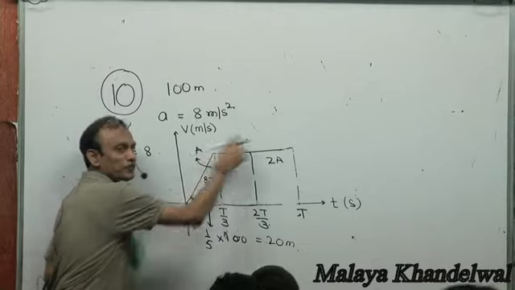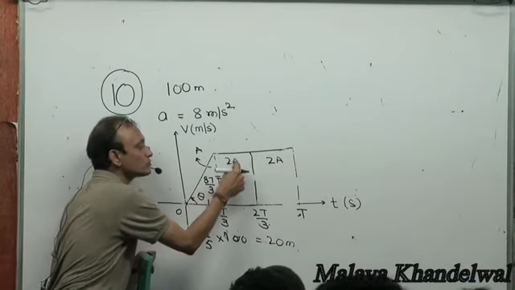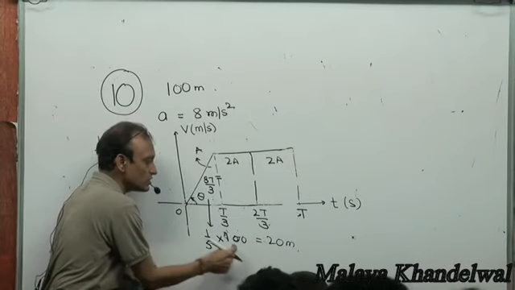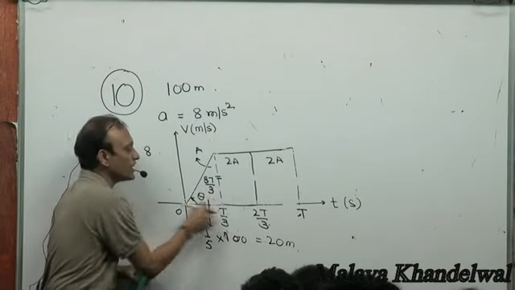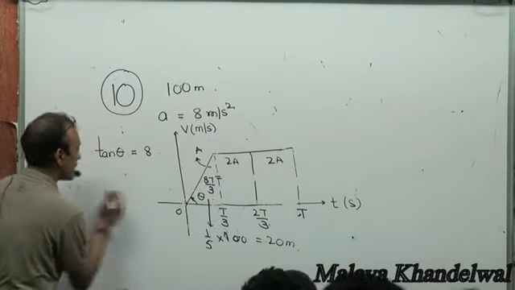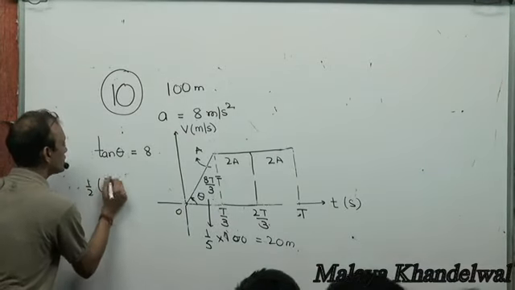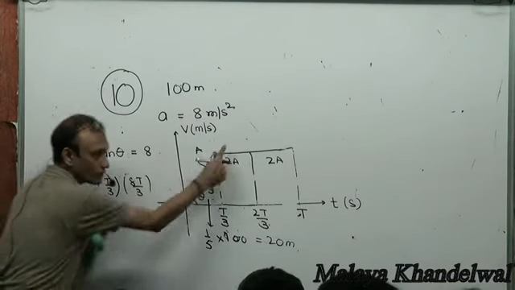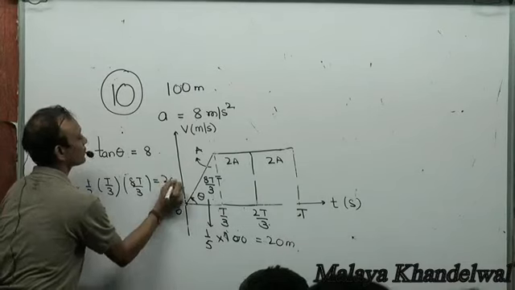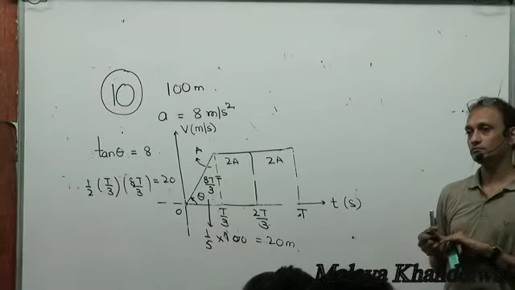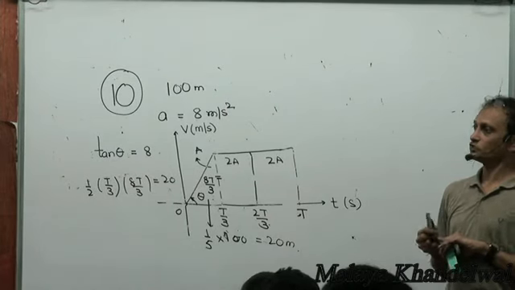This area must be 1/5 the total area. 1:2:2. So this is 1/5 of the total area, which is 100. So this is 20 meters. Therefore, the area of this triangle is 20 units. That means half of T by 3 into 8T by 3 is equal to 20. That will give you the same value of T. Got me?